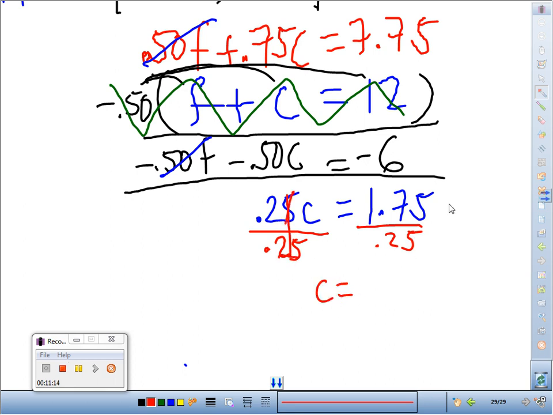C equals, you could do the long division, or you can think of it like this. It's 1.75 divided by a quarter. How many times do quarters fit into 1.75? 7. So therefore, she's going to purchase how many? 7 cardstock sheets. Yeah, we're using the elimination process. Very good.